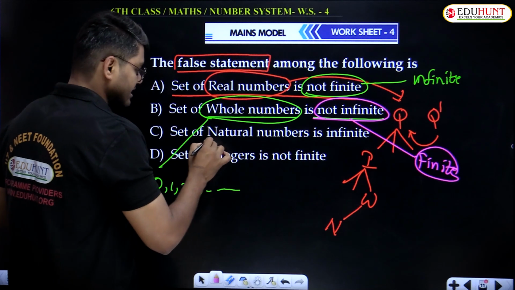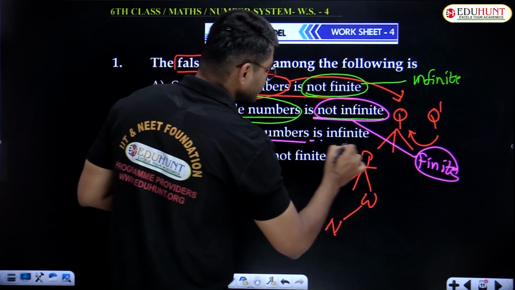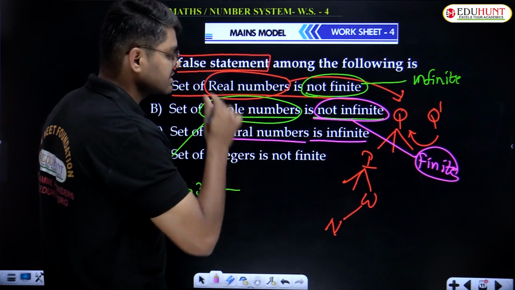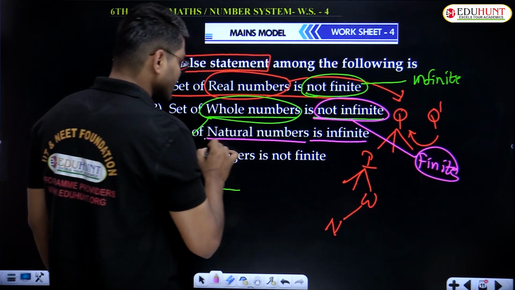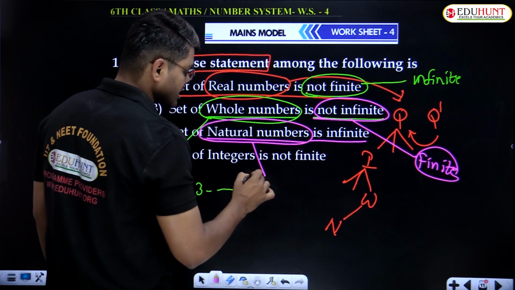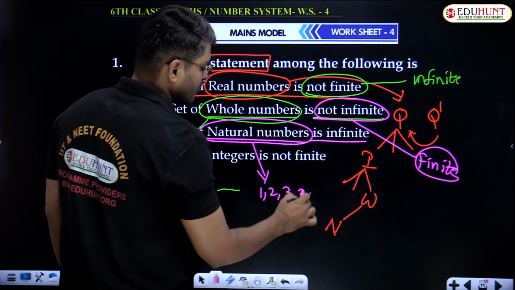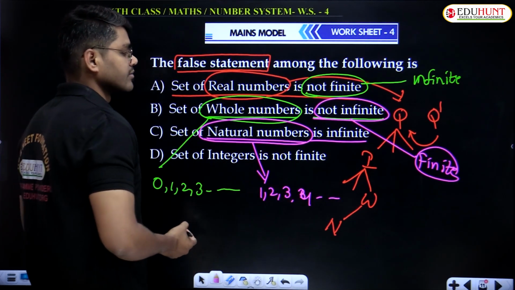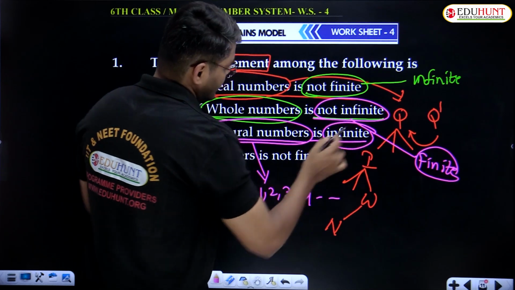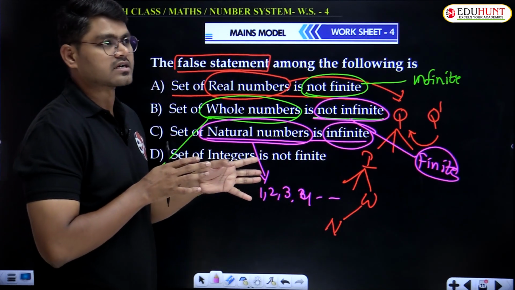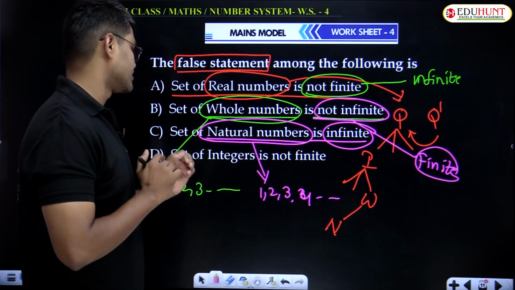Next statement, set of natural numbers is infinite. What are natural numbers here? Natural numbers are nothing but 1, 2, 3, 4 and so on. These are counting numbers. Infinite means infinite. Till infinity we can write. We cannot say the largest number of natural numbers.